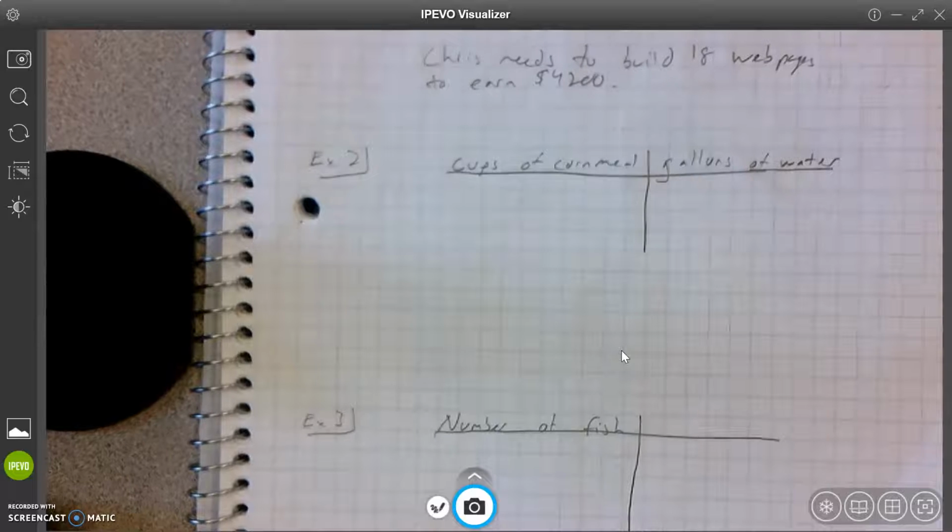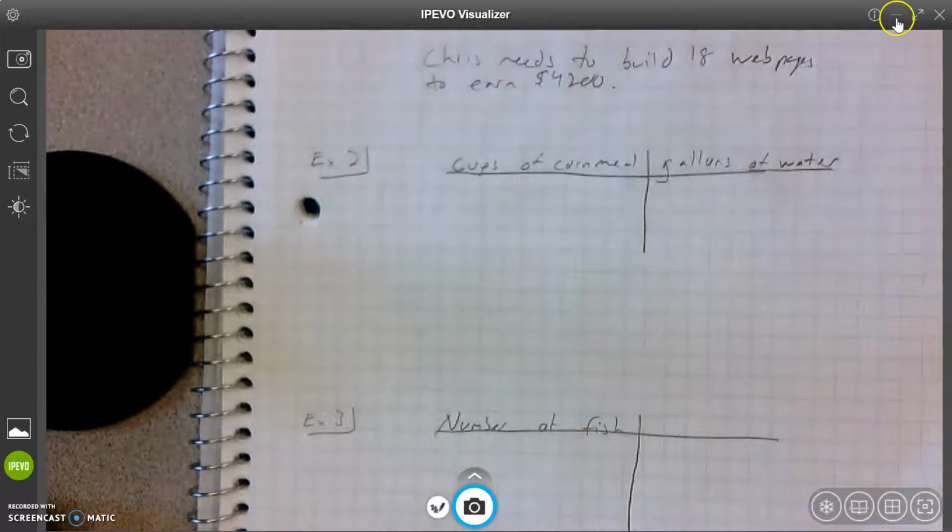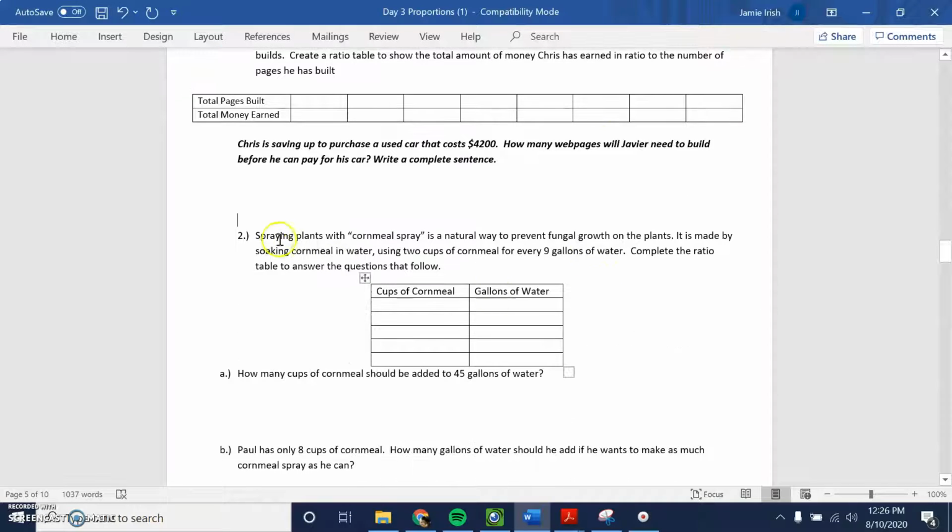I have a chart set up already because I already did a little preview of it. Let's see. So 2. Spraying plants with cornmeal spray is a natural way to prevent fungal growth on the plants. It is made by soaking cornmeal in water, using 2 cups of cornmeal for every 9 gallons of water. Complete the ratio table to answer the questions that follow.